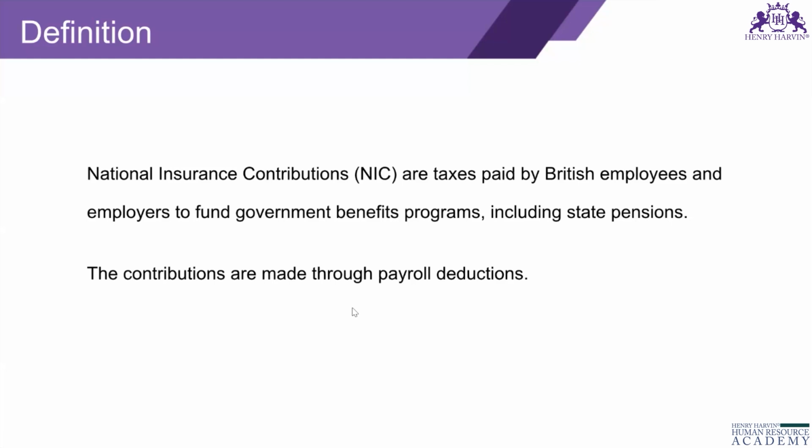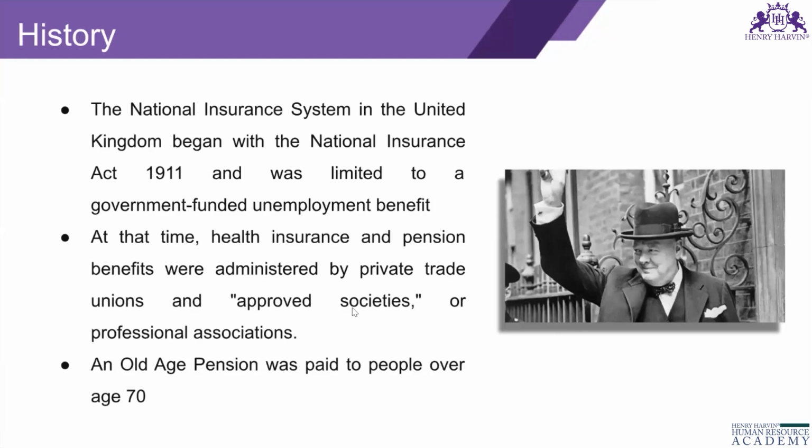Now, the history. The national insurance system in the United Kingdom began with the National Insurance Act 1911 and was limited to a government-funded unemployment benefit. It was just for unemployment benefit earlier. At the time, health insurance and pension benefits were administered by private trade unions and approved societies. So the insurance and pension benefits were managed separately by the approved societies.